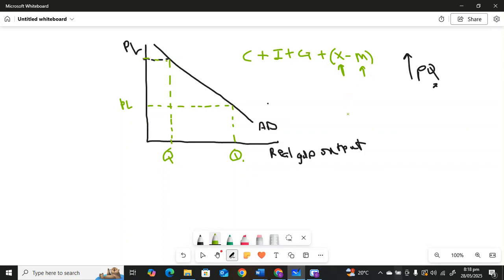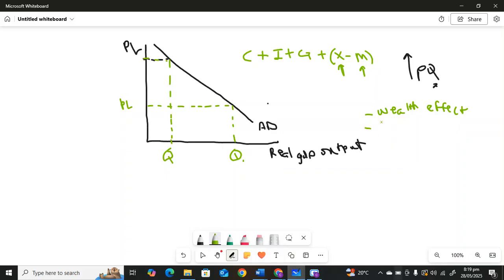And we said the reasons why this curve is downward sloping. First, the wealth effect. When goods become expensive and your income stays the same, you're going to feel poor and you buy less of those goods. If the price level of goods goes down, they become cheaper, and you feel richer and wealthier, so you can buy more goods. That is the wealth effect.